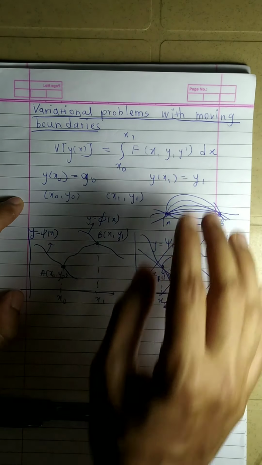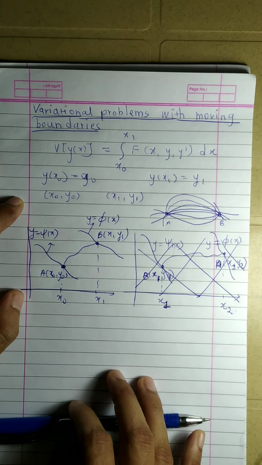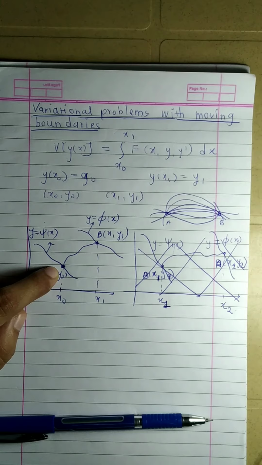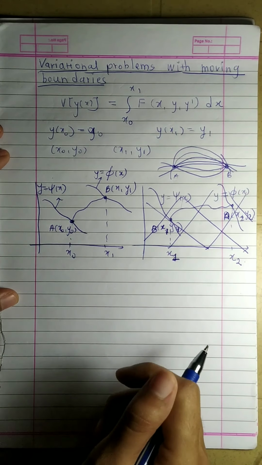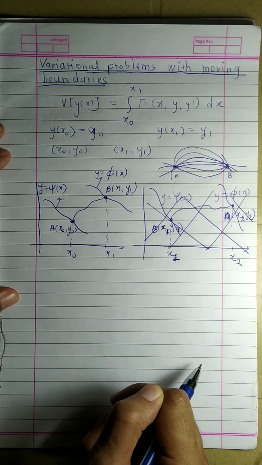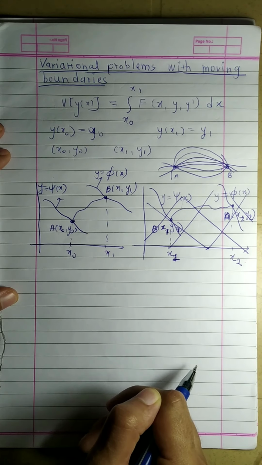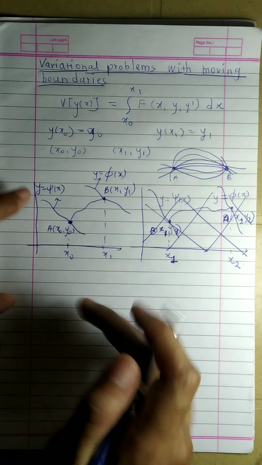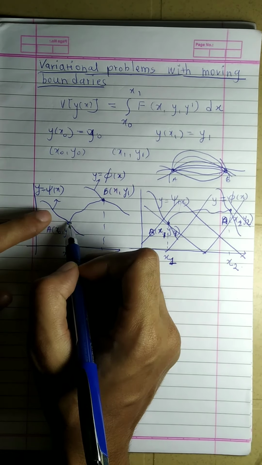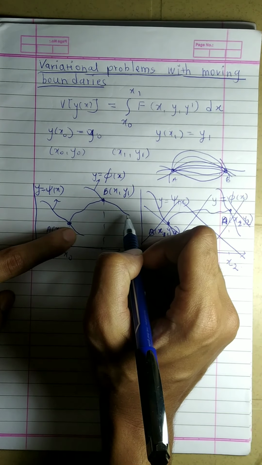So not boundary value, moving boundary problem. Now let us suppose that any one boundary point or both the boundary points may move on the same curve. On the same curve means this is moving on this curve and this is moving on this curve.